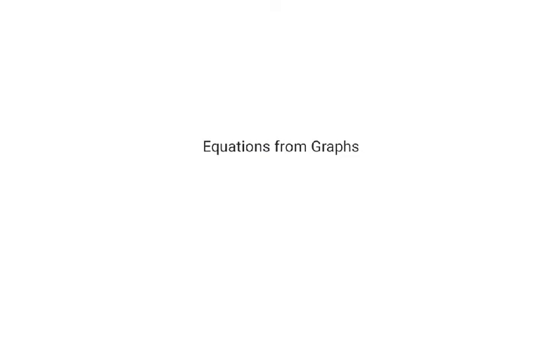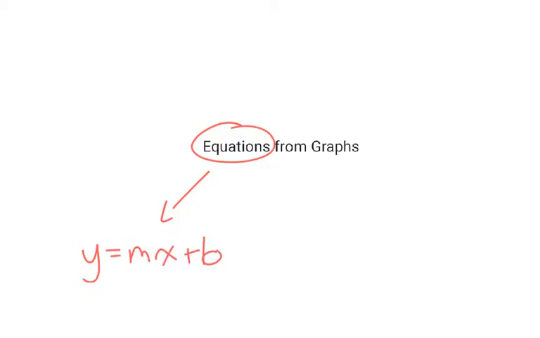Today we're going to learn how to create equations from graphs. If you recall, the equation of a line looks something like this: y equals mx plus b. This is the slope-intercept form of an equation of a line.